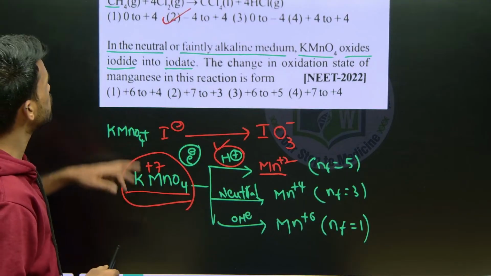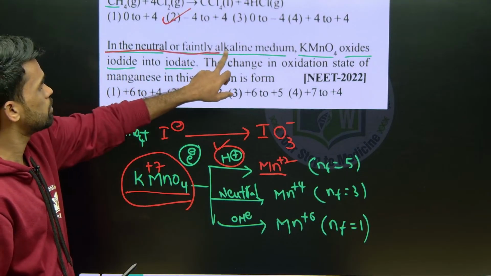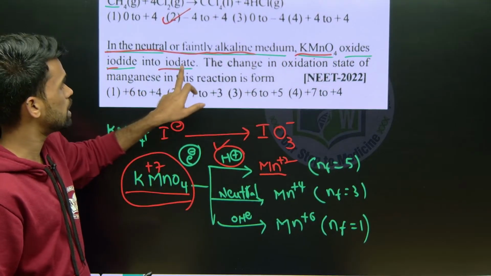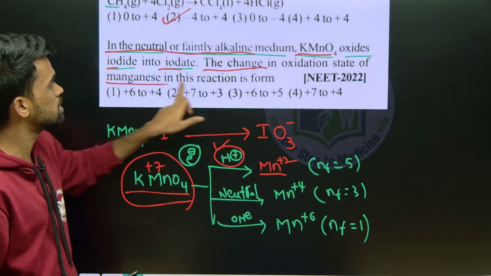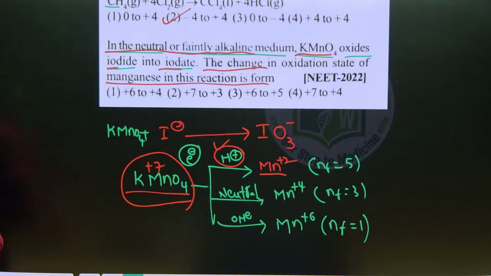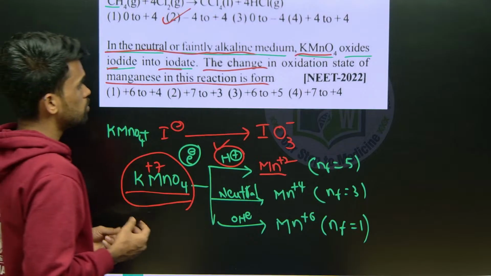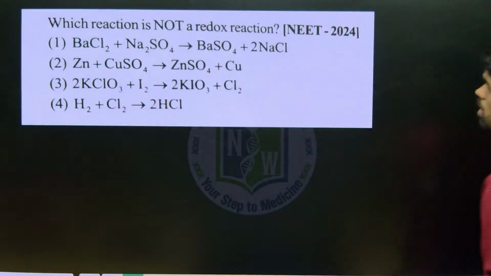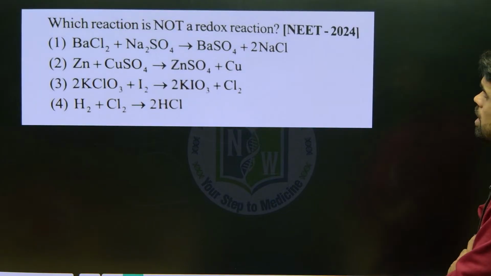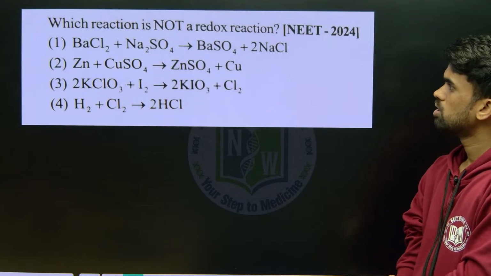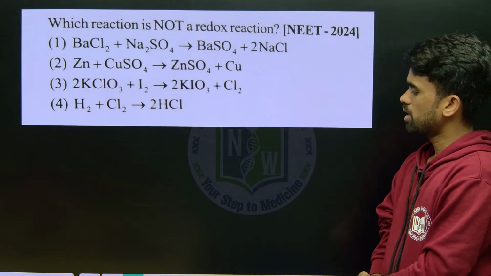Now look here, in neutral or faintly alkaline medium, KMnO4 oxidizes iodide ion to iodate ion. What is the change in oxidation number of manganese in this reaction? Tell me. +7 to +4, right? Next, what about this question? Which of the following is not a redox reaction? Tell me.